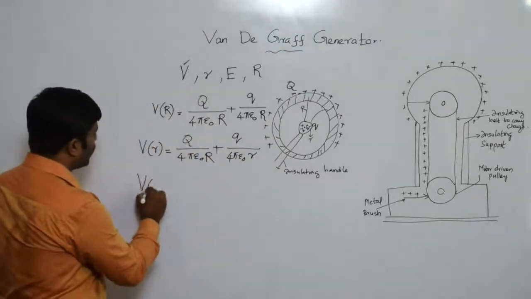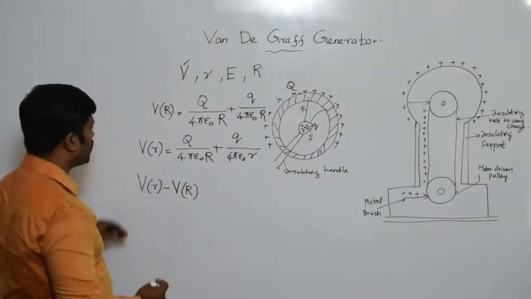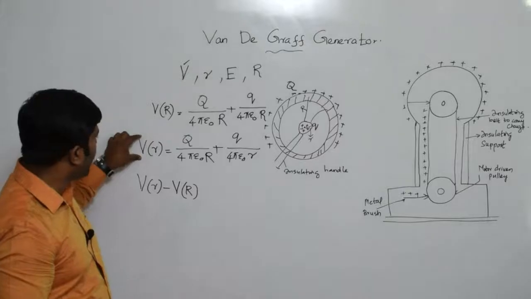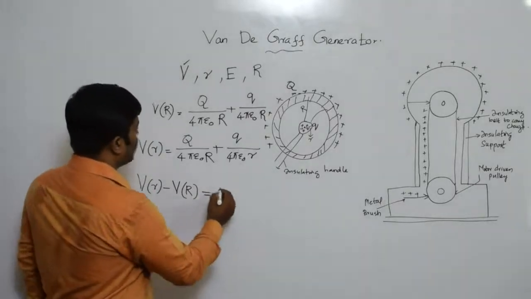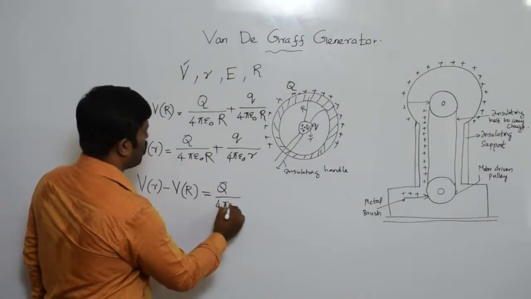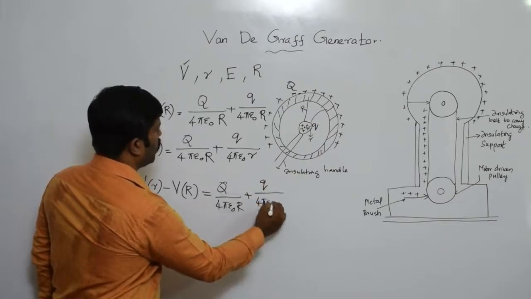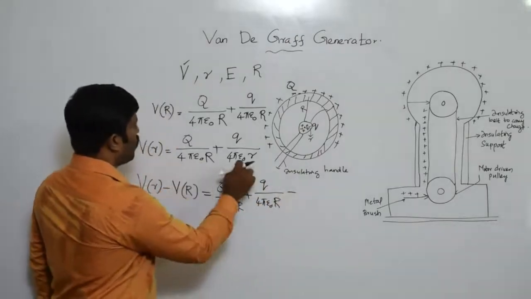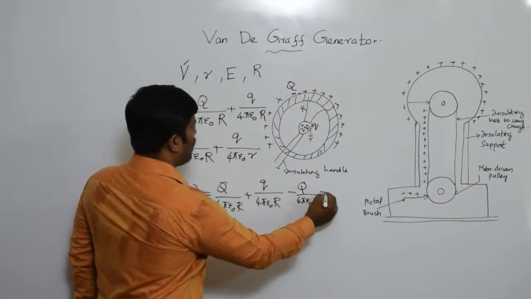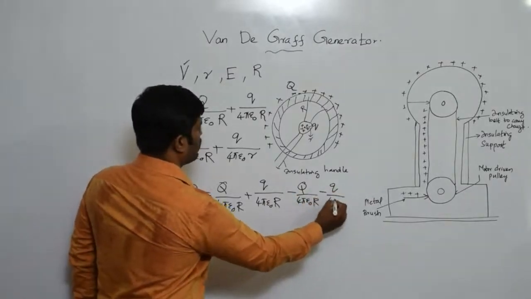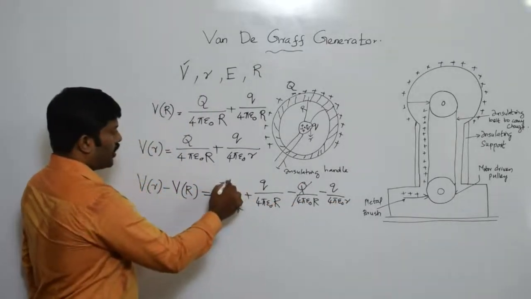If you find out the potential difference, that is V of r minus V of capital R. Since we are having more potential over here, I am finding V of r minus V of capital R. That will give you the answer as Q divided by 4 pi epsilon naught into capital R plus small q divided by 4 pi epsilon naught into small r, minus these two values, Q divided by 4 pi epsilon naught into capital R minus small q divided by 4 pi epsilon naught into capital R. Now this value and this value will get cancelled.